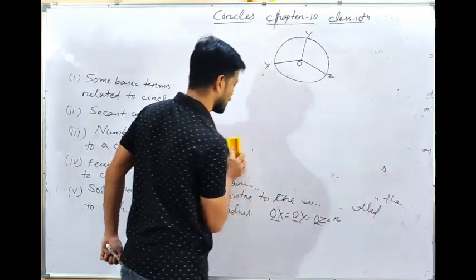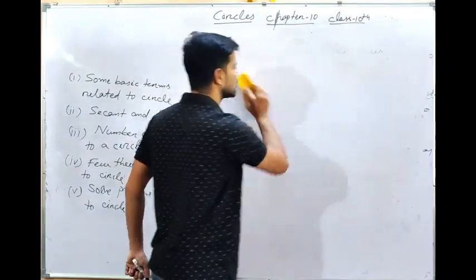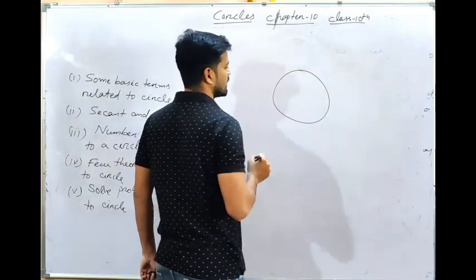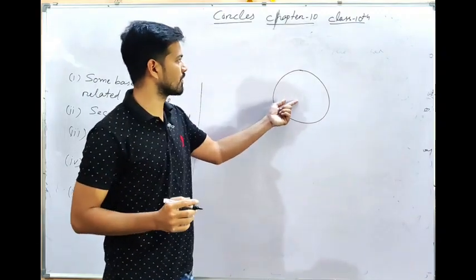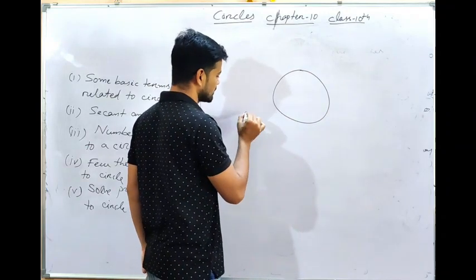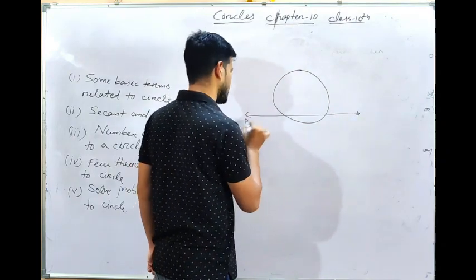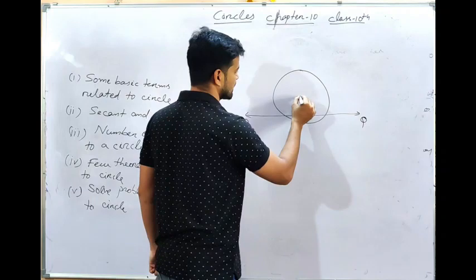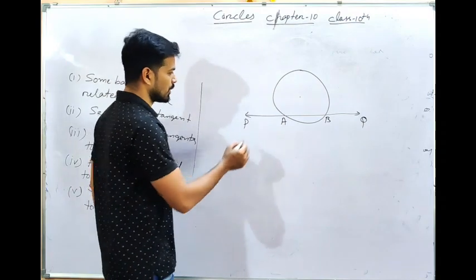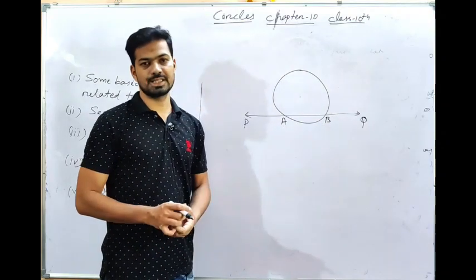Now these are the basic terms, and a few more terms are there. We are going to discuss them. So let me draw this circle. I hope this circle is a little bit more perfect than the previous one. So in this circle, suppose PQ is a straight line which intersects the circle at points A and B. Now you can see that this line PQ intersects the circle in two distinct points.